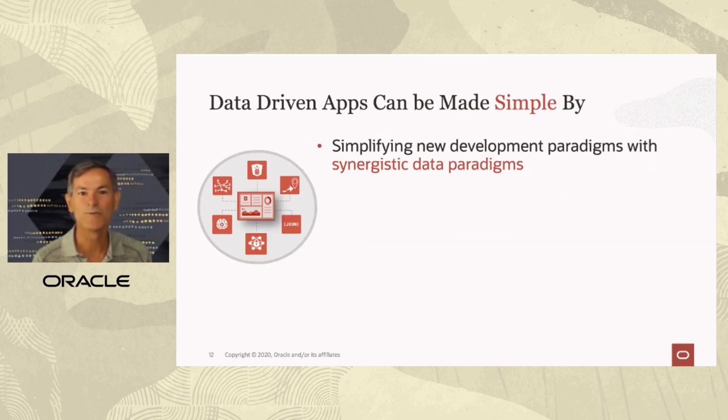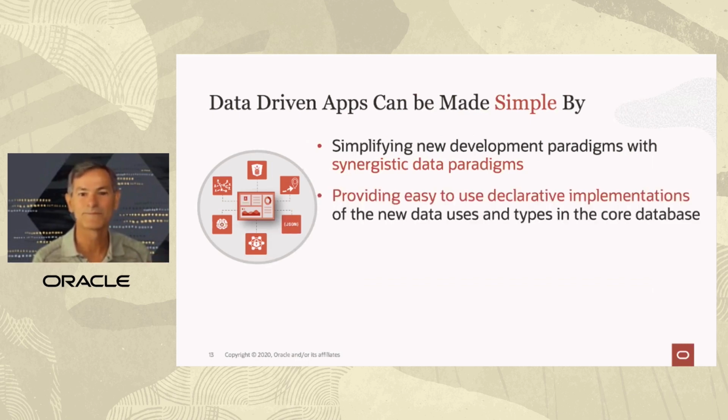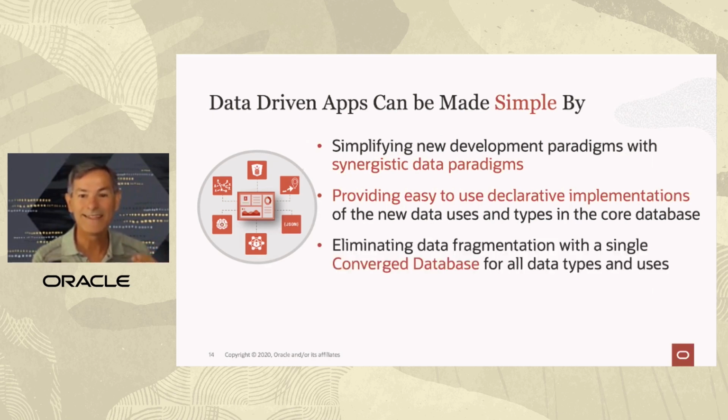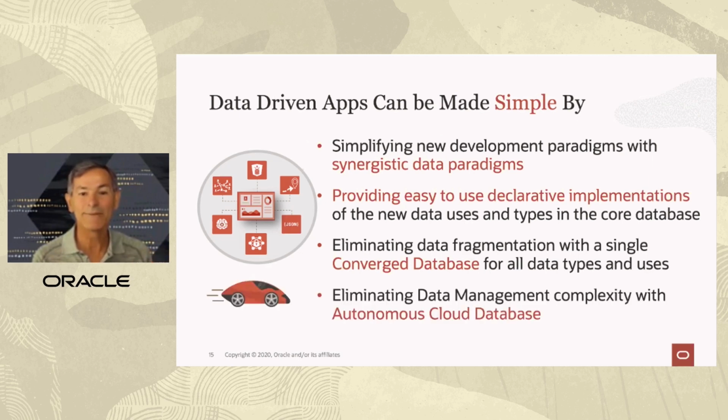So what we want to do is make these new kinds of apps much simpler. And we can do this using a number of different techniques. For example, by simplifying the development paradigms using synergistic data paradigms. Also, by providing easy-to-use declarative implementations of the new data uses and types inside the core database. And eliminating the data fragmentation by using a single converged database for all the data types and uses. And by eliminating data management complexity using an autonomous cloud database.